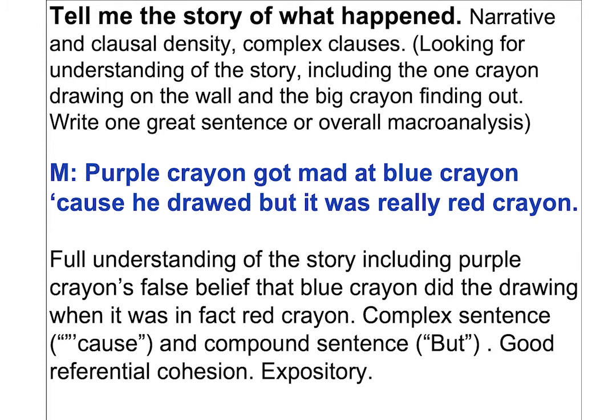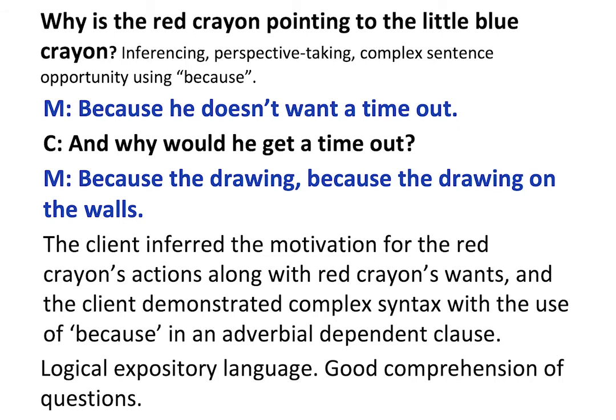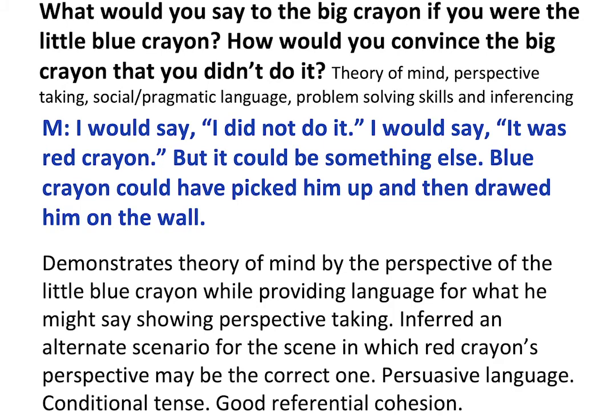So here's your independent clause with the "but" conjoining it, and "because he drawed" is your dependent adverbial clause indicating causation, and it makes it very clear with referential cohesion. So we've got nice understanding. He also has some understanding of the false beliefs that the purple crayon holds. Again, we have some beautiful adverbial clauses right here. Nice expository language. I would say it was red crayon, but it could be something else.